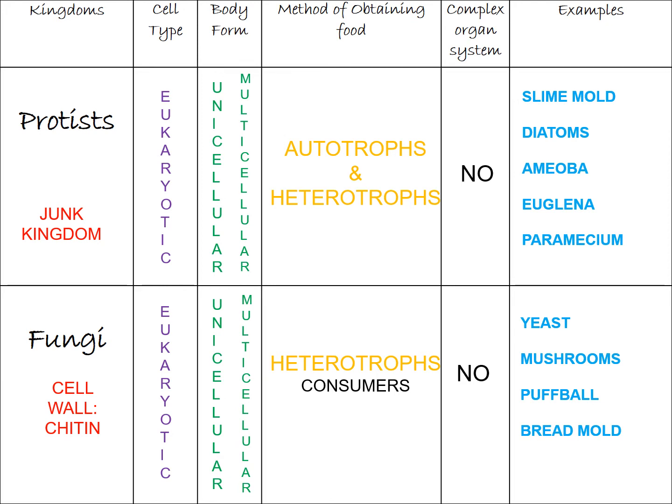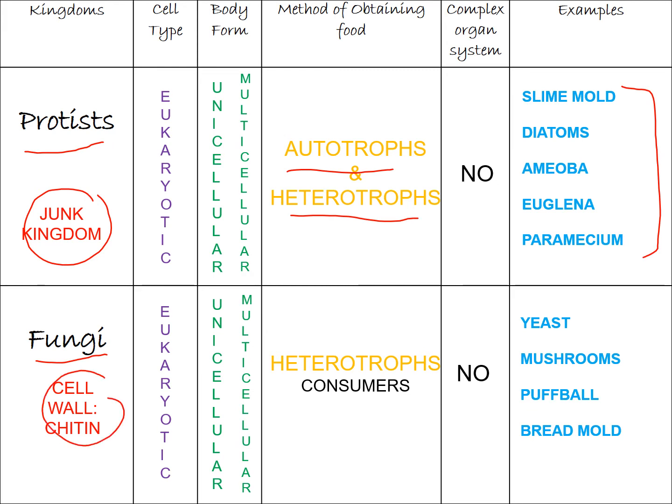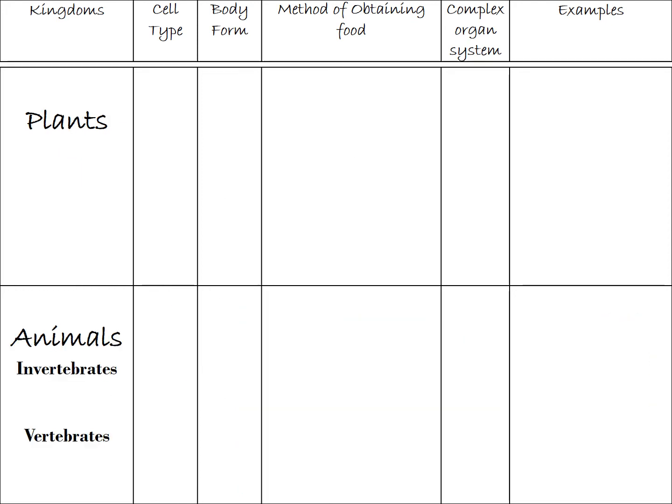Now that you unpause the video, this is Protists and this is fungi. So Protists is our junk kingdom. We just throw everything in there that we really don't know what it is. This is eukaryotes. They're unicellular or multicellular. They can be autotrophs or heterotrophs. These are some examples. Okay, fungi has a cell wall of chitin. Okay, they are eukaryotes. It's unicellular and multicellular. They are heterotrophs only. Okay, no more autotrophs, and these are some more examples.